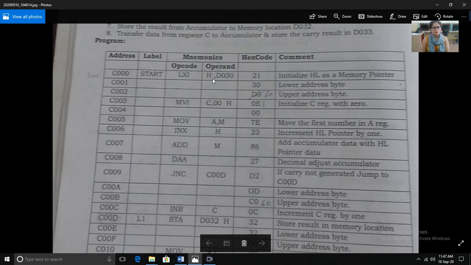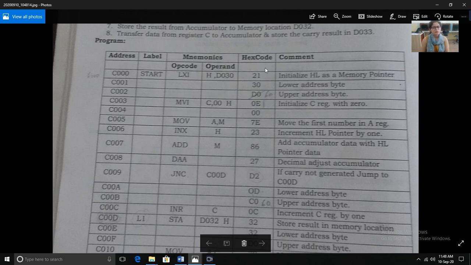Now we have to transfer the contents of this memory location to H, and we have to point the H register to that memory location. So this is the memory location. Whenever we have to provide reference to any memory address, we always have to write the address in hex code, because we only type hex codes on the 8085 kit when we execute the program.